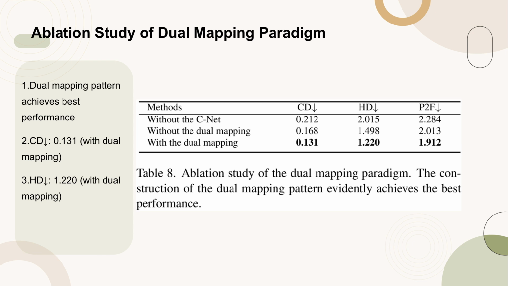Table 8 presents the results of an ablation study focusing on the dual mapping paradigm. The study evaluates the impact of different configurations on performance metrics such as chamfer distance, CD, Hausdorff distance, HD, and point-to-feature distance, P2F. The data clearly indicates that the construction of the dual mapping pattern significantly outperforms other configurations, achieving the lowest values in all 3 metrics. Specifically, with the dual mapping pattern, the CD is 0.131, HD is 1.220, and P2F is 1.912, demonstrating the effectiveness of this approach in enhancing point feature perception and overall performance.